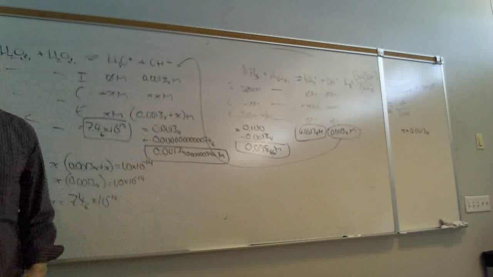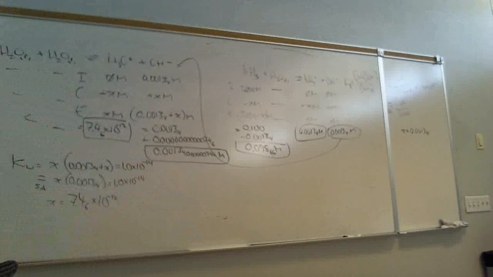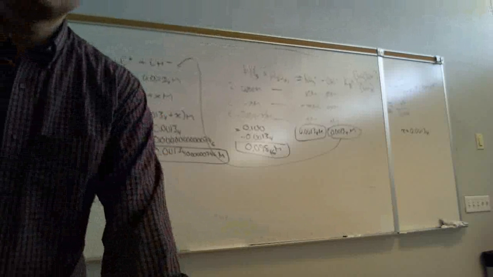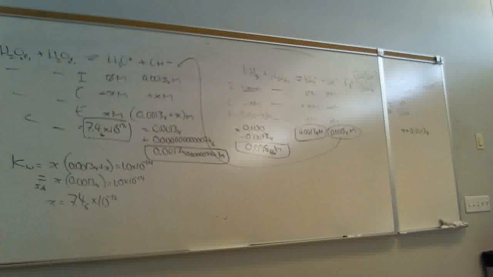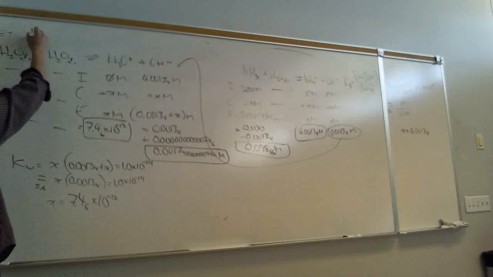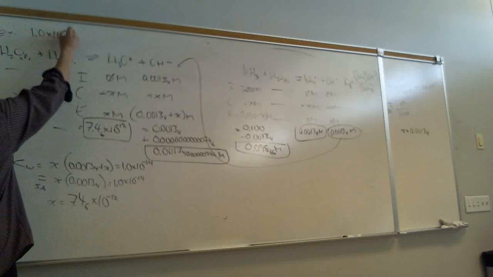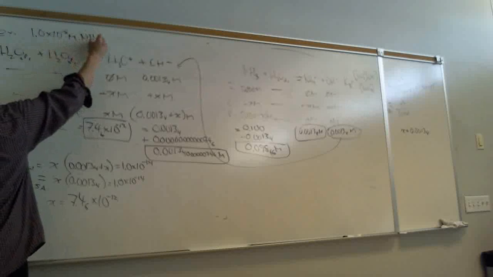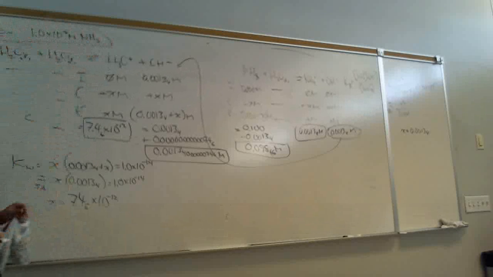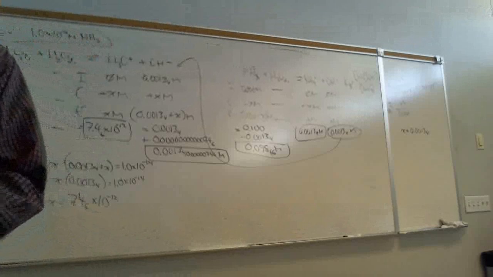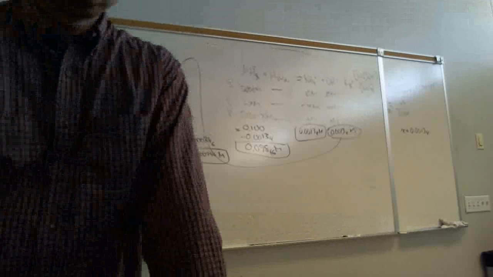All right, are we out of time? Yep. So, the next thing I want you to do or start to think about is this. The next, and we'll do this in class, 1.0 times 10 to the minus 8 molar ammonia. What's the next one we're going to do? I'm going to stop.